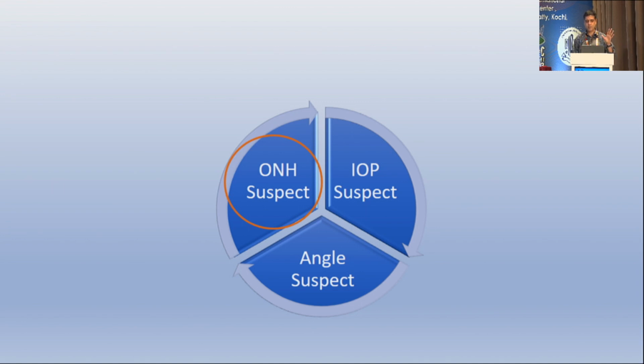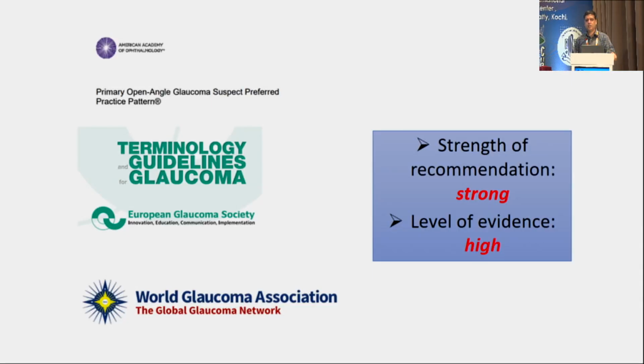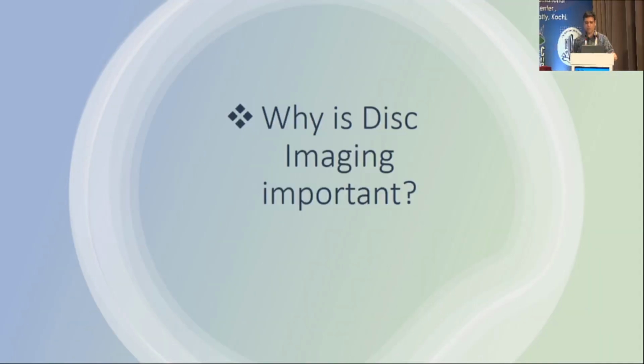The workup is essentially the same, except that in IOP suspects, measuring the central corneal thickness becomes more important, and in angle suspects, obviously, gonioscopy is important. So let's start with disc imaging. Disc imaging is generally a grossly underutilized technology, but all the international societies give a very strong recommendation to perform this test because the level of evidence is very high.